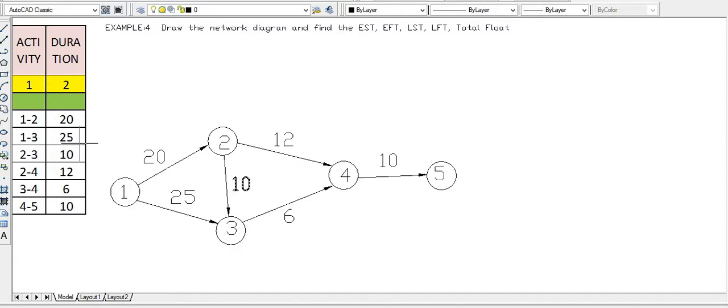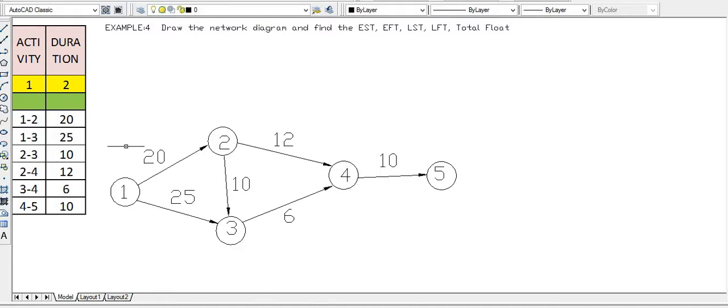1 to 2 is having a duration of 20. Yes, 1 to 2. 1 to 3. So it is having the same starting point, 1. 1 to 3 is having a duration of 25 days. 2 to 3 is having a duration of 10 days. Yes. 2 to 4 is having a duration of 12 days, because 2 to 3 and 2 to 4 have the same common point, 2. So 2 to 3, 2 to 4, but durations are different, 10 and 12. What is next? Next is 3 to 4, which has a duration of 6 days. Yes. And 4 to 5 finally has 10 days.